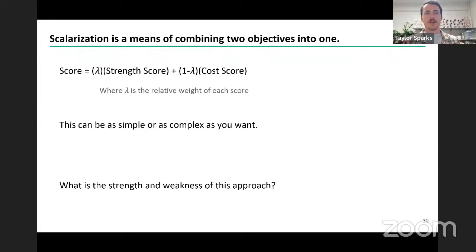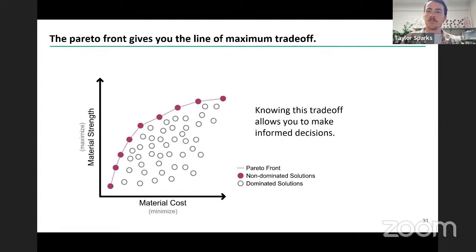One way is scalarization, and this simply means you take your 2 objectives and you turn them into 1 objective. So you now have this score metric where you have lambda times the strength score, so you want that high, and then plus 1 minus lambda times your cost score, you want that low, right? You could do more complicated equations if you wanted. And this sort of works, but it assumes that you know the right weighting of your 2 parameters and that there's a single weighting.